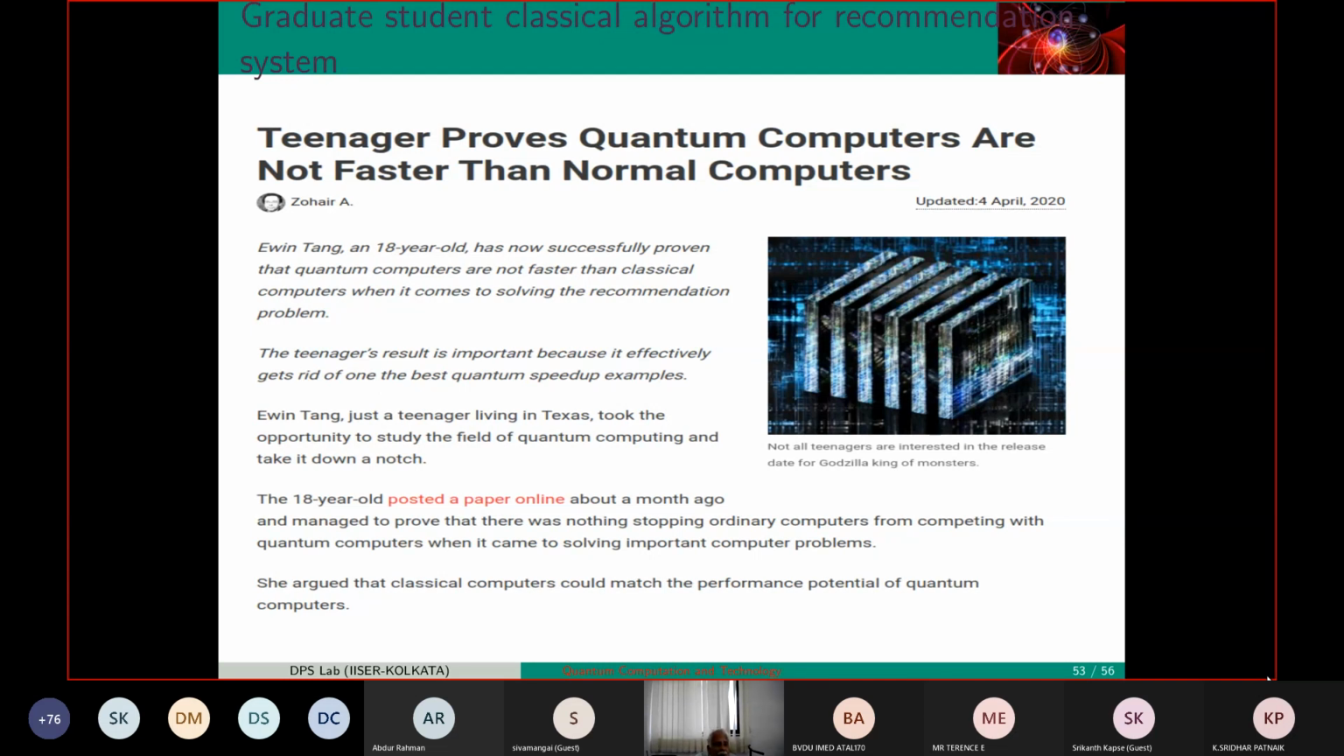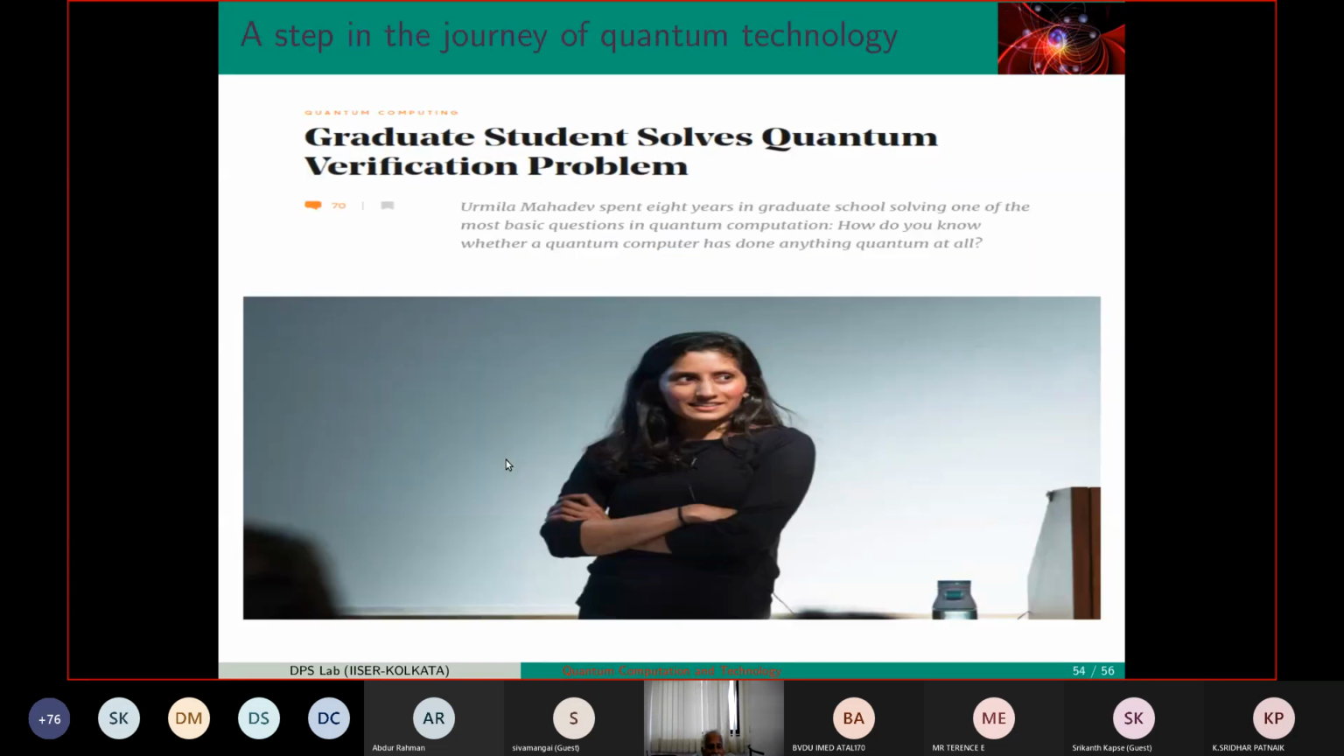Okay, then you may ask, can I do something myself? I'm a small fellow. You can check. There's a girl, Yuin Chan. Search for Yuin Chan. As a high school student, she solved a big problem. So knowing your simple mathematics, you can still do something which is unusual and new. 18-year-old girl, Yuin Chan. Check her out.